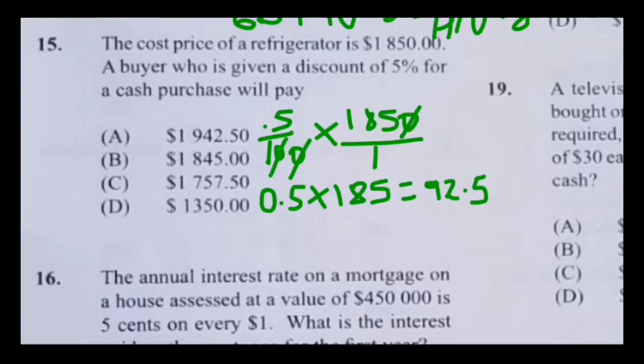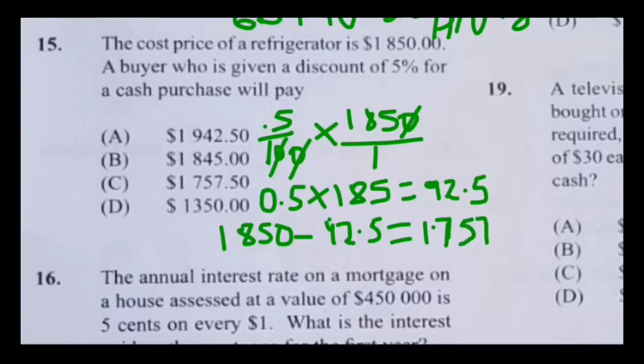And we now need to subtract this value from the price of the refrigerator, which is 1,850. So the 92.5 is our 5% discount. So 1,850 subtract 92.5, which is our discount, and that is going to equal $1,757.50. Which gives us our answer as C.